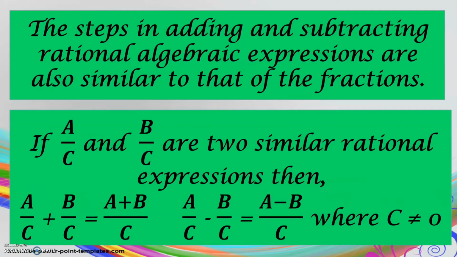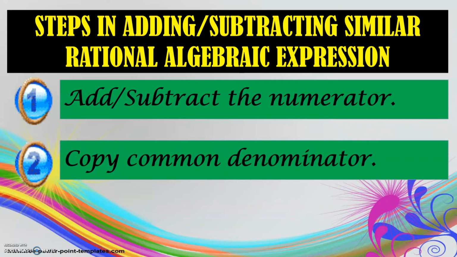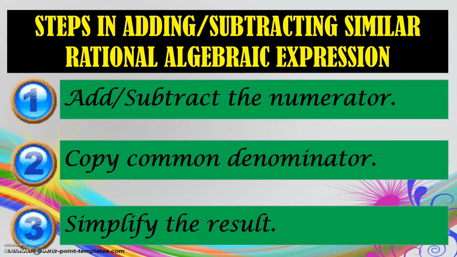If A over C and B over C are two similar rational expressions, then A over C plus B over C is equal to A plus B over C. A over C minus B over C is equal to A minus B over C, wherein C is not equal to 0. Okay, so here are the steps. Add or subtract the numerators. Copy the common denominator. Then simplify the result.